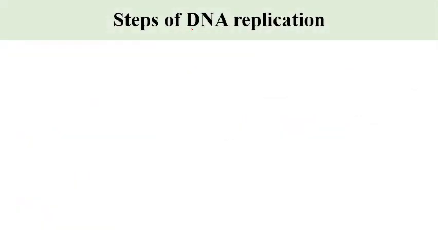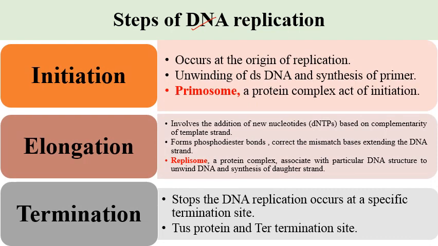Next, steps of DNA replication. So there are basically 3 steps which are involved in DNA replication. First is initiation. It occurs at the origin of replication. So there is a specific site on DNA from where the DNA replication starts, which is known as ORI, origin of replication. For this, it involves unwinding of double-stranded DNA.